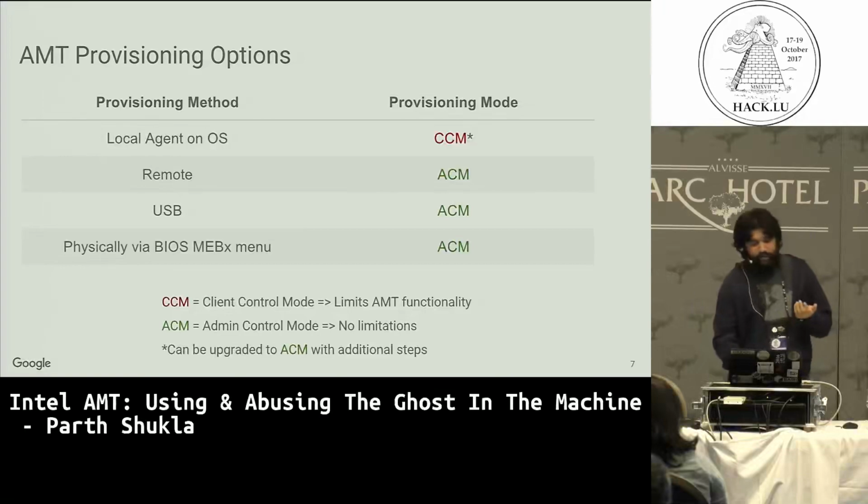One option is provisioning through a local agent on the OS, so it requires Intel AMT software to be installed and running as root or admin. You can do this via your custom tool, or you can install the Windows tooling. There's Windows tooling for it. There's no Linux tooling. This method will put AMT in client-controlled mode, which gives you limited capabilities. You can carry out additional steps to transition it into admin control mode, which gives you full functionality.